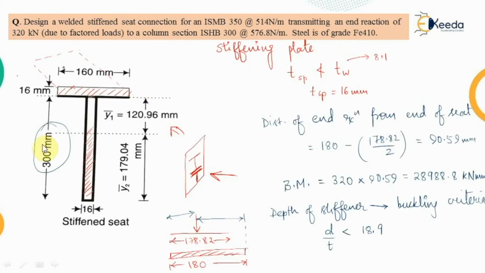So this is the depth of the stiffener, that is 300 millimeter, while the width of the stiffener is 16 millimeter. This is the thickness. So now we will choose the welding connection, and the welding that we are providing is provided along these lengths that I'm highlighting. This is the length along which the welding has been done.